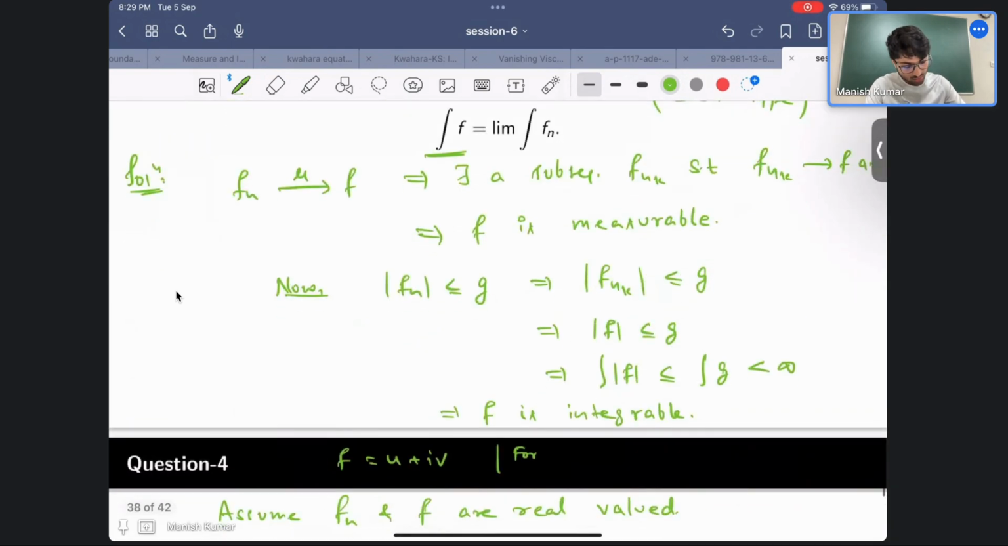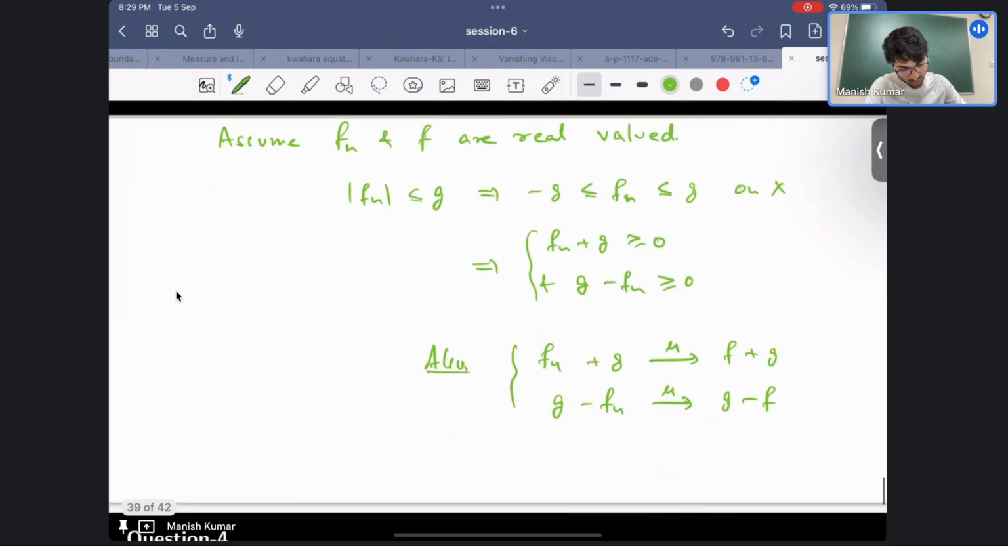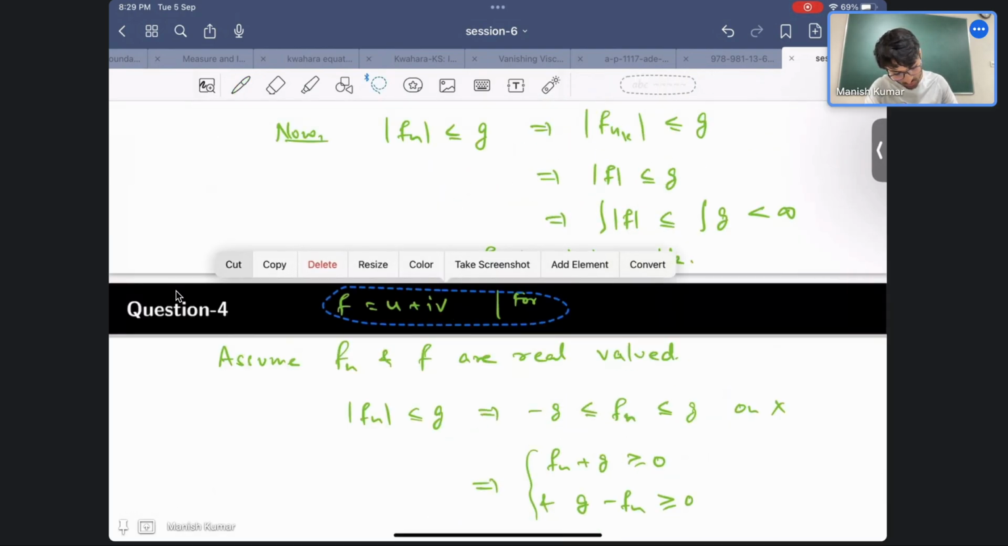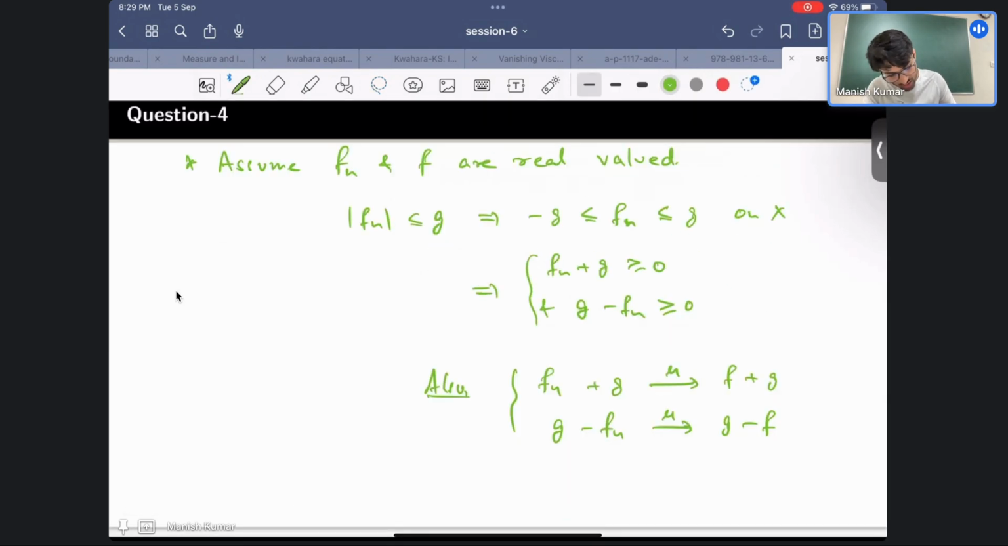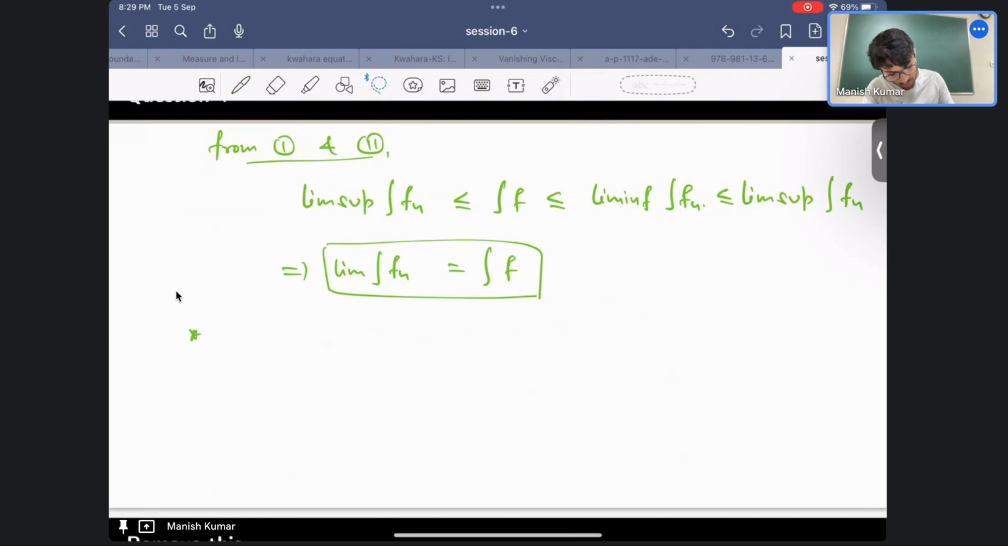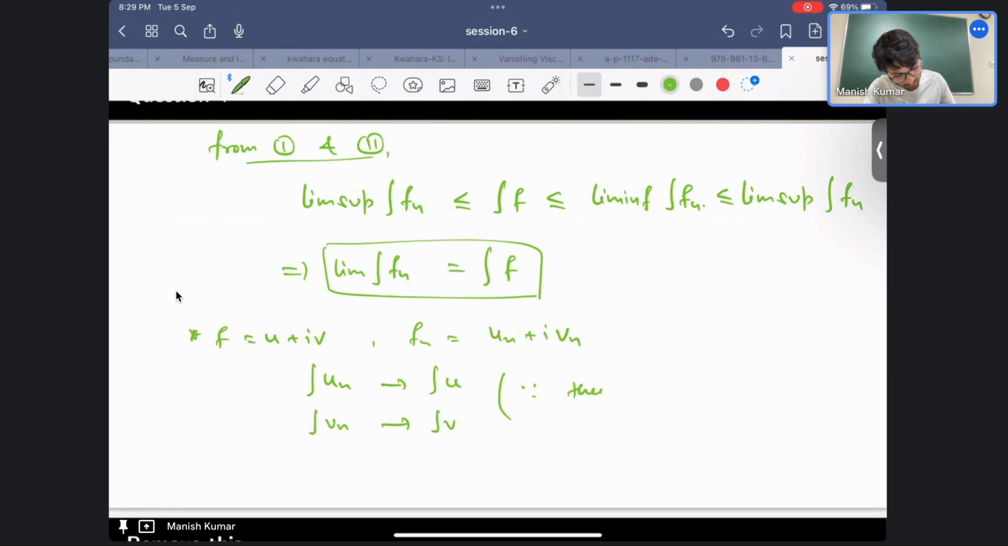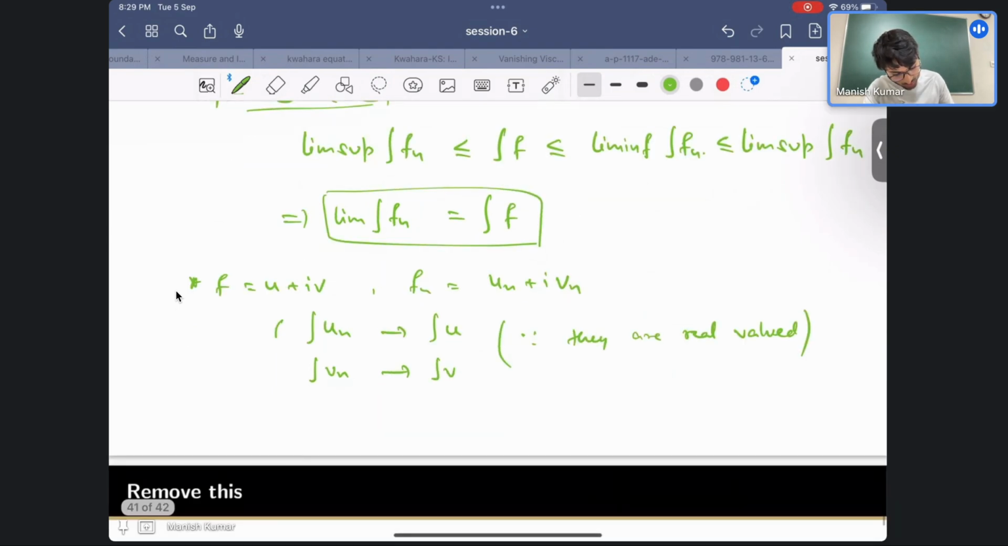Okay, as I was saying before, let me mention that this is when the function is real valued. Now suppose your function is complex valued, that f is u plus iota v, and fn is un plus iota vn. You know un will converge to the integral of u, and vn will converge to the integral of v, since they are real valued. Together these imply that the integral of fn converges to the integral of f. So that's why it's enough to consider just the real valued function and not the complex valued one.